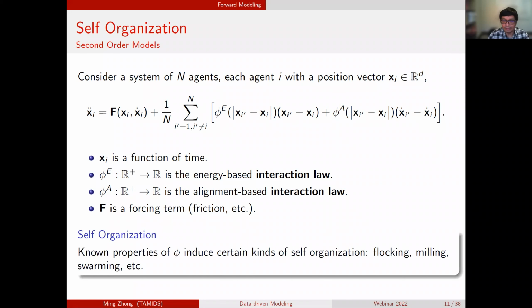Okay. So if I also put certain properties on these interaction kernels, in this case both phi E and phi A, then I have another different set of self-organized dynamics, emergent behavior. In this case, I can have flocking if I only have the alignment interaction there. I can even have milling. That would be the balance between the alignment and the energy-based terms, also the external forcing. And then swarming would be more complicated. You probably have all three of them present in the dynamics. So let's see an example.